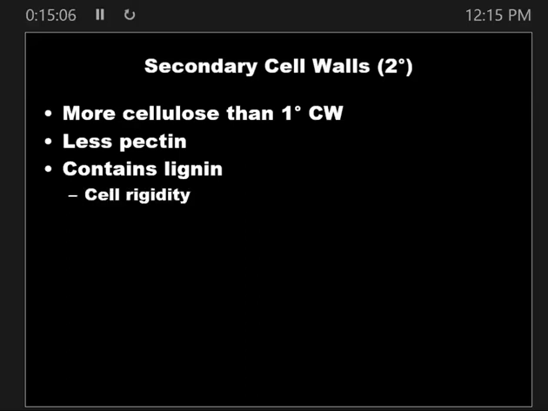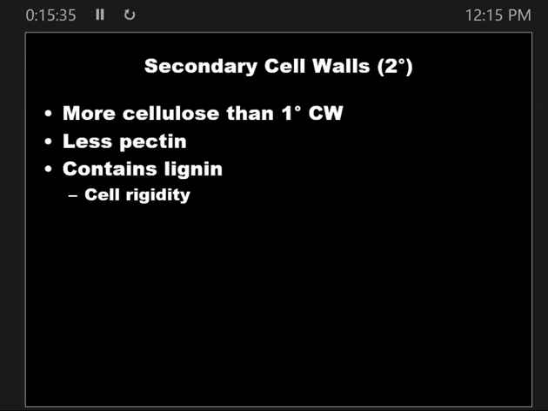So if you see some plant cells that have a secondary cell wall, the structural support is just great because of the lignin. They didn't actually know the chemical composition of lignin until fairly recently because it's so complicated. There's all these side branches and it's complicated. And so it took a long time to piece that together.